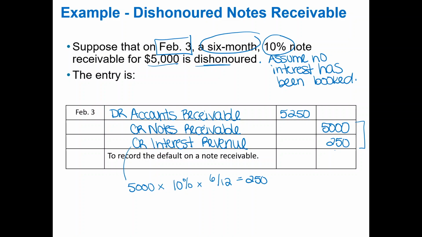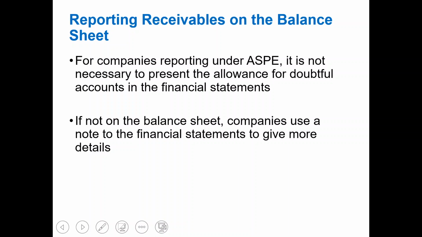Okay, so that looks at everything to do with notes receivable. Now, the last thing we're going to look at quickly is just discussing how we report receivables on the balance sheet. And really the biggest thing to talk about is the accounts receivable portion and how we deal with the allowance for doubtful accounts. So when it comes to ASPE, which is most common in Central Alberta, it's actually not necessary to present the allowance for doubtful accounts right on the face of the balance sheet. So this should actually say on the balance sheet.